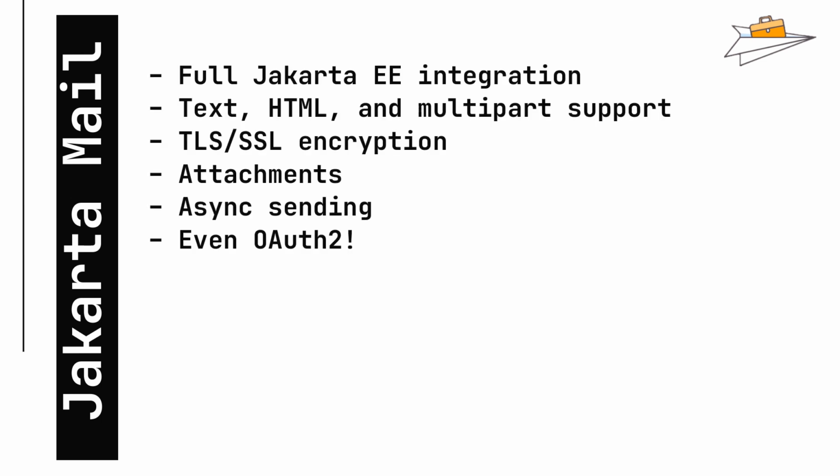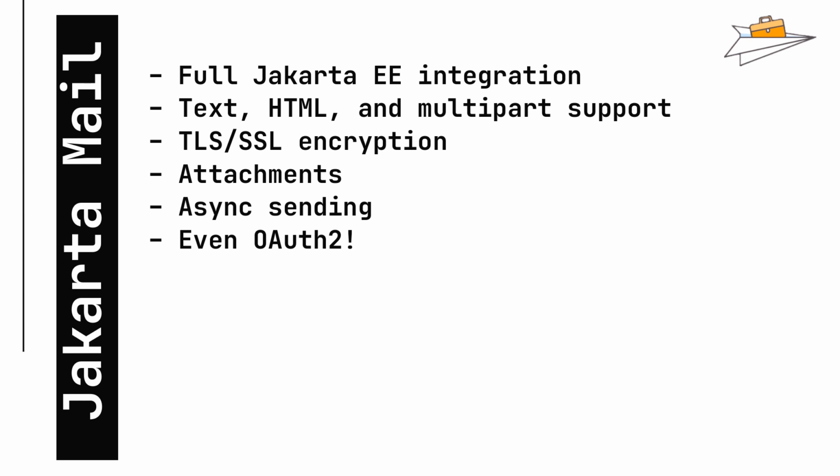First up, Jakarta Mail, formerly known as JavaMail. This one's powerful. It supports SMTP, IMAP, and POP, and is a great fit if you're building enterprise-grade apps. Here's what it brings to the table: full Jakarta EE integration, text, HTML, and multipart support, TLS and SSL encryption, attachments, async sending, even OAuth 2. Sounds solid? Let's set it up.